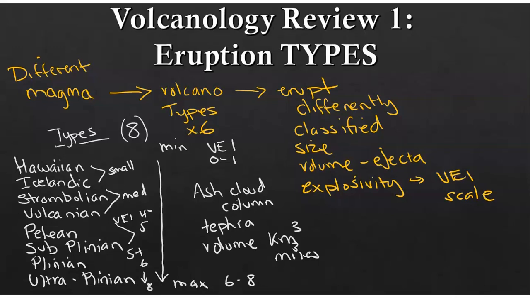Plinian. Don't forget, Plinian is from Vesuvius, Pelean is from Mount Pelée, Vulcanian is from Vulcano, Italy. Also next door is Strombolian, Stromboli. Icelandic, obviously, from the figures, Iceland, and Hawaiian, here at Kilauea. Ultra-Plinian in terms of that super volcano, which would be like Yellowstone, or Toba, or a caldera.